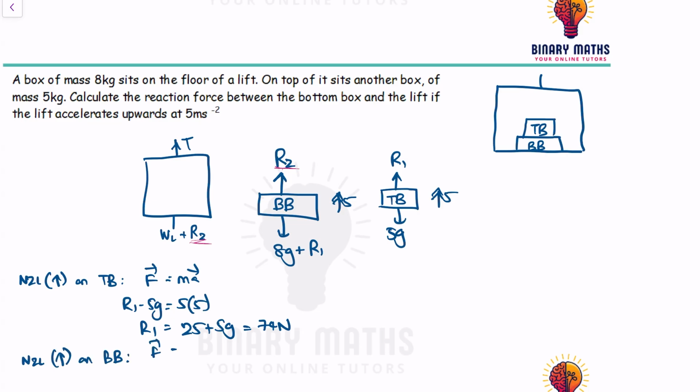Then resultant force is still equal to mass times acceleration. Resultant force will be R2, take away 8g, take away R1. Now we just worked out R1 is 74, so I can just write 74 is equal to mass, which is 8, times acceleration, which is 5. So if I rearrange it, R2 will be equal to 40 plus 8g plus 74. So R2 will be equal to 192.4 newtons.